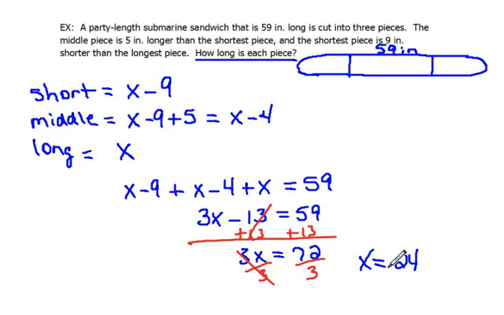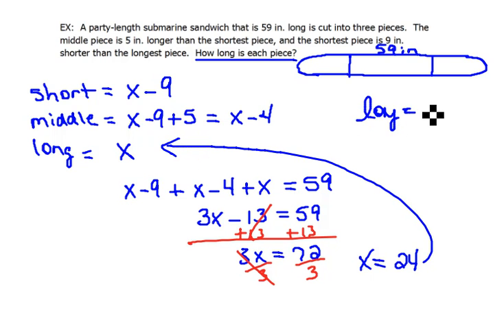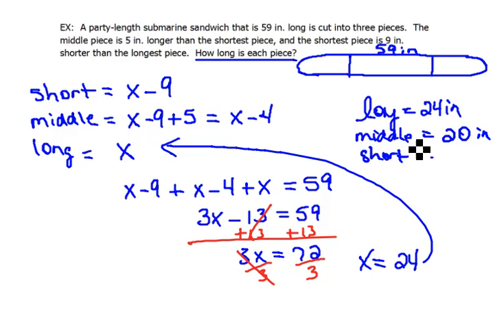Now, that's not my final answer. 24 refers to the longest side. So now I can say that the longest side is 24 inches. The middle side then would be 24 minus 4, which is 20 inches. And the shortest side would be 24 minus 9, which is 15.